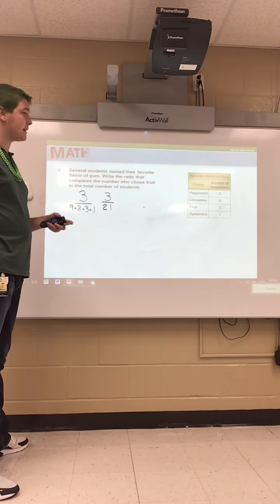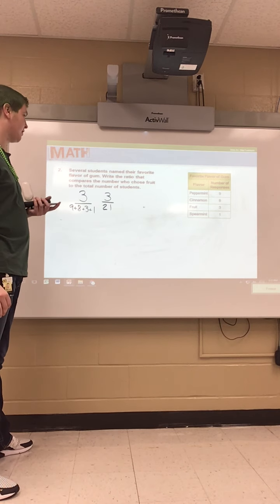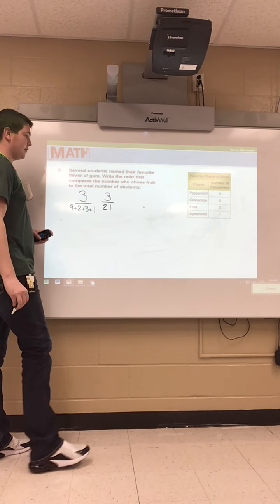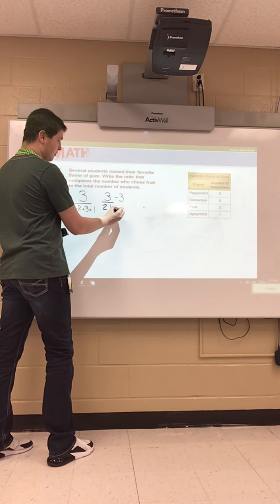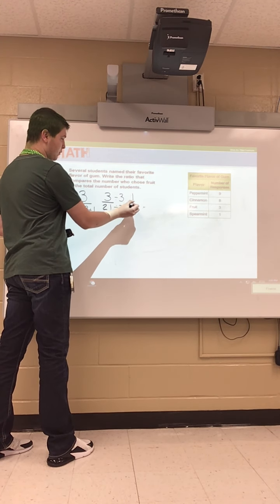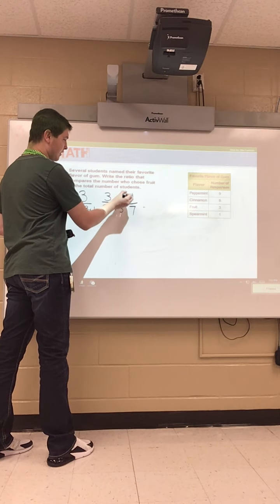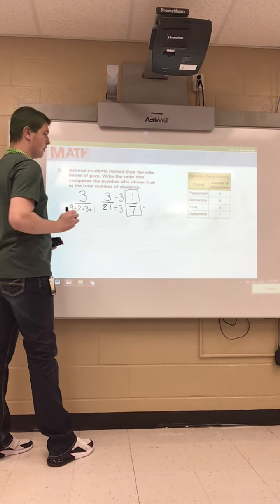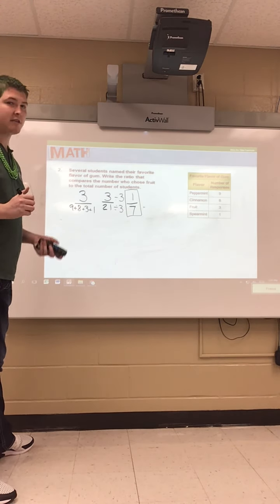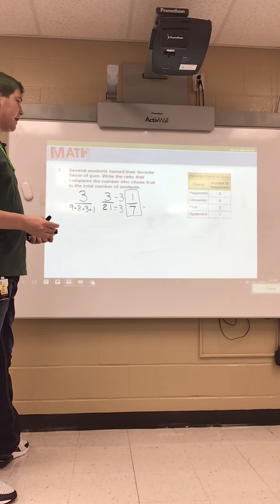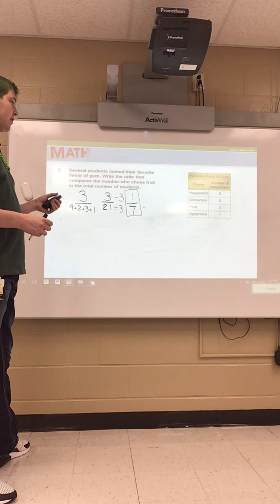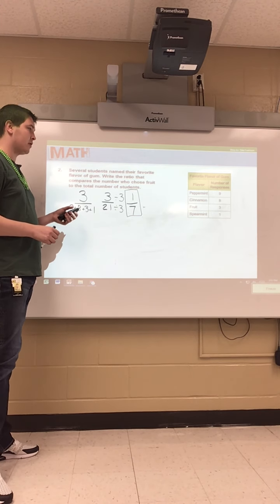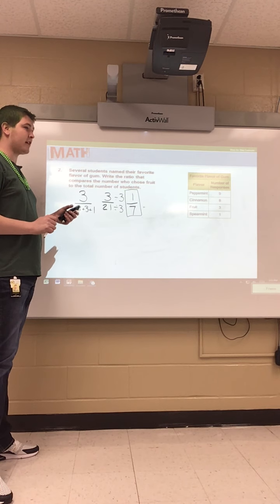But we're not done yet because it wants it in simplest form. We can divide by 3, and we get 1 over 7. Now, if I were to ask you what that means, well, that means that for every one person that chooses fruit, there are 7 students.